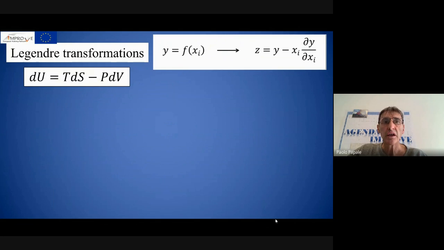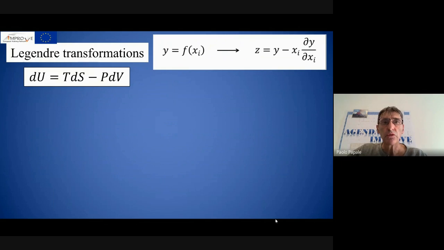Let y be a function of x, where x is an array of independent variables, such as volume and entropy, if y is taken to correspond to internal energy. Then we can define a new function z, as specified by the operator on the upper right corner, and we can apply that to each of the independent variables x. Let's see it in detail.